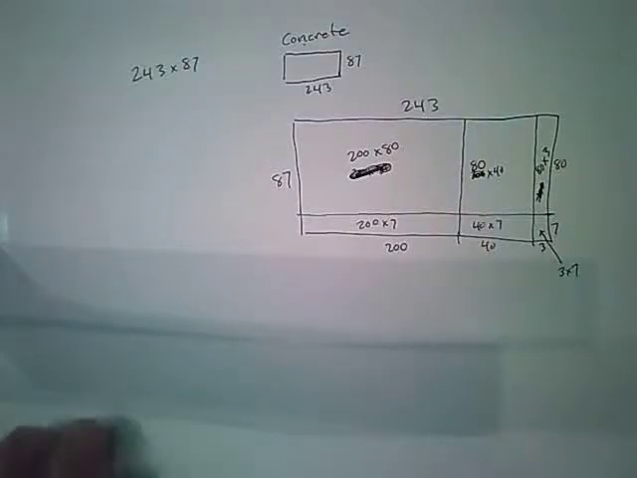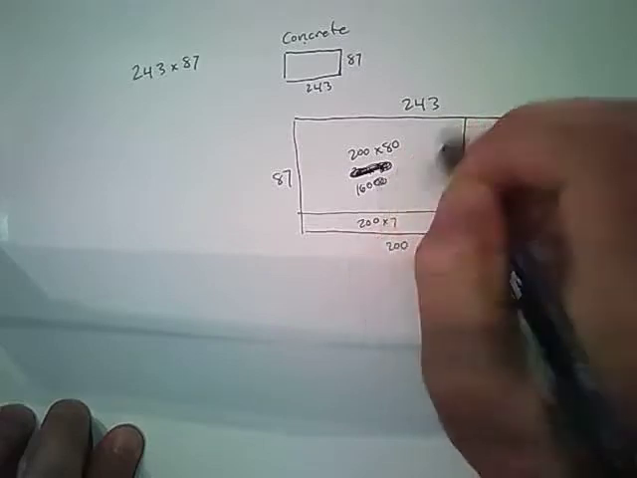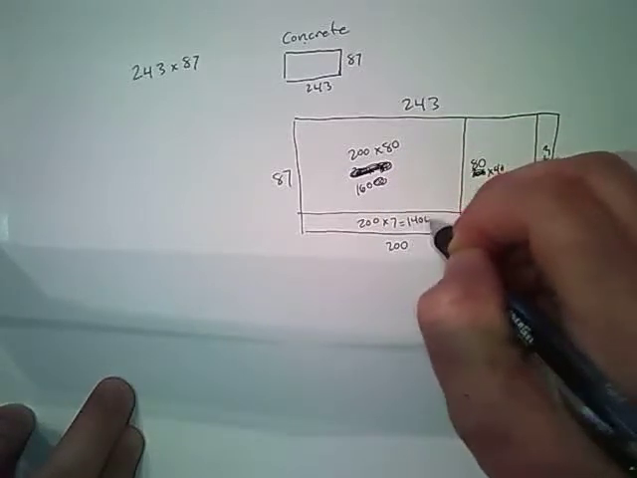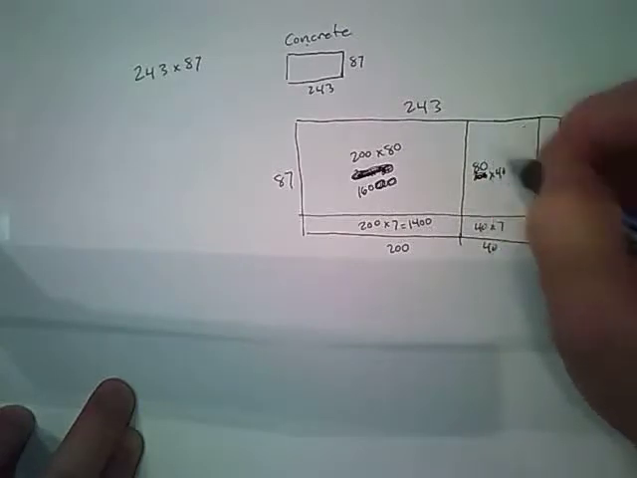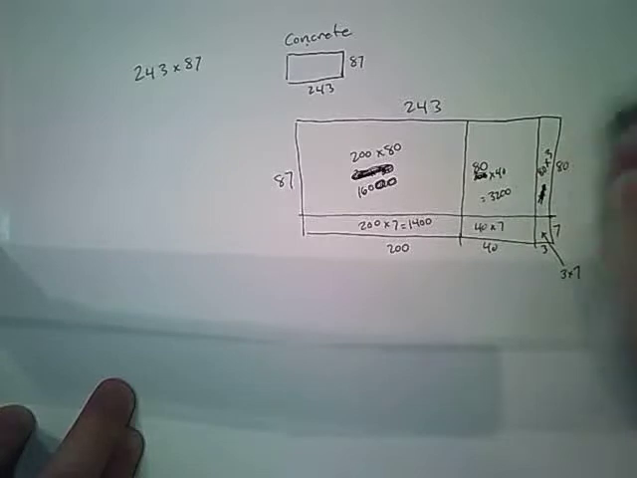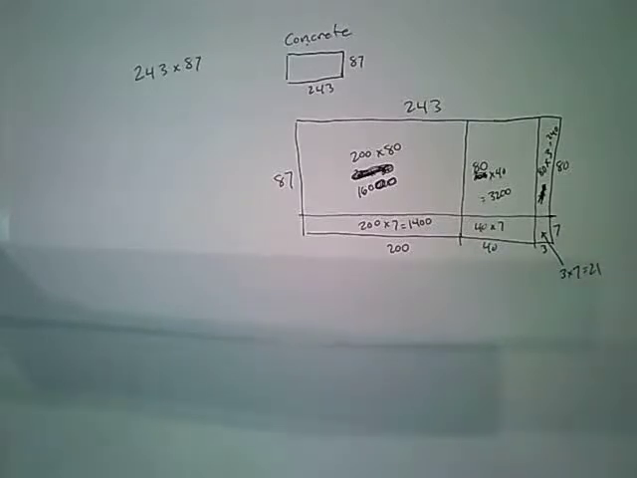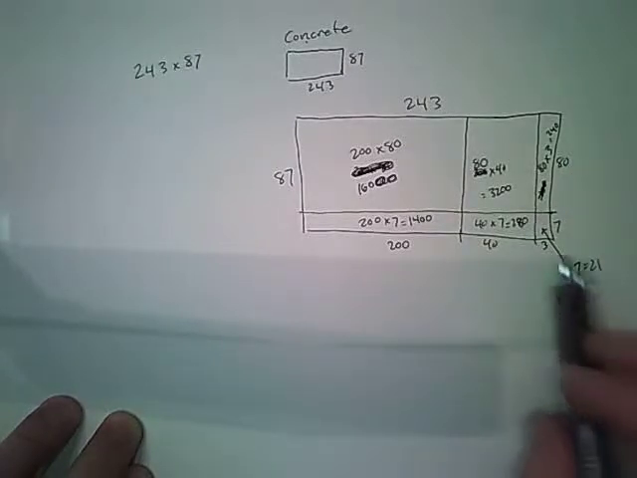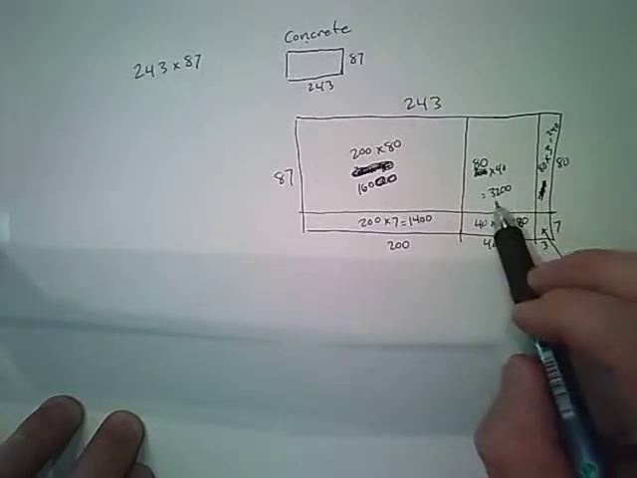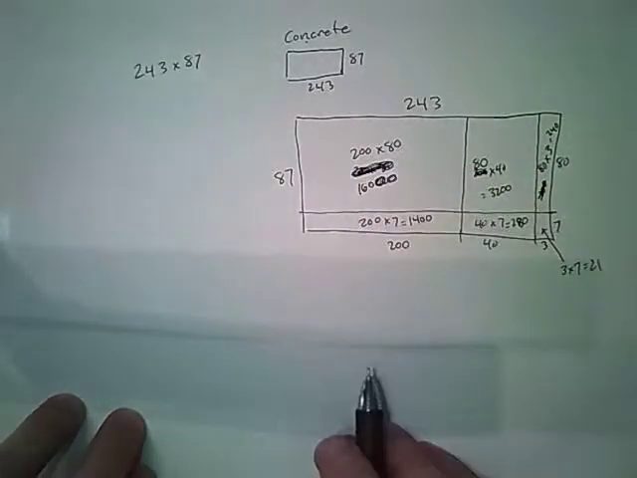All right. So now if we take each of these: 200 times 80 is, sorry, 16,000. 200 times 7 is 1400. 80 times 40 is 3200. 80 times 3 is 240. 3 times 7 is 21. And I missed one: 40 times 7 is 280. If we add up 21 plus 280 plus 1400 plus 16,000 plus 3200 plus 240, we get the whole area of this 87 by 243 rectangle.